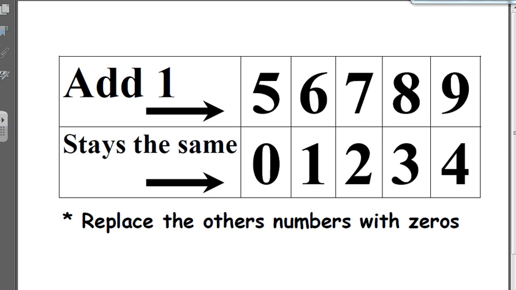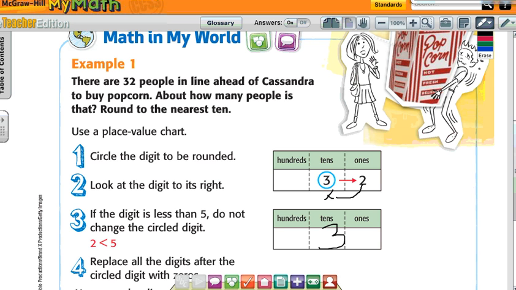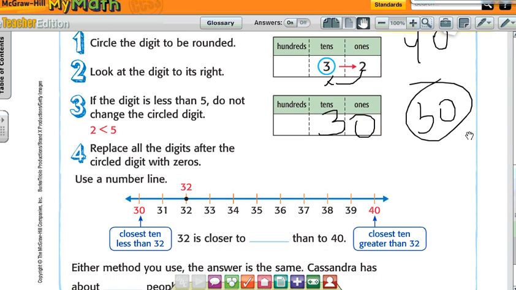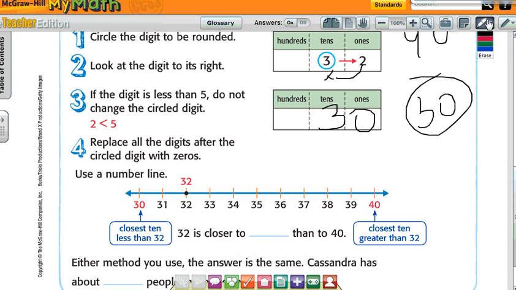So what that means is, look at the 2. I'm going to replace the 2 with a 0. So 32, is it closer to 40 or 30? It's closer to 30. Number 4 says replace all the digits after the circled digit with zeros, and we just did that. Here's 32. We said it was closer to 30, right? And look how far it is away from 40. So 32 is closer to 30.